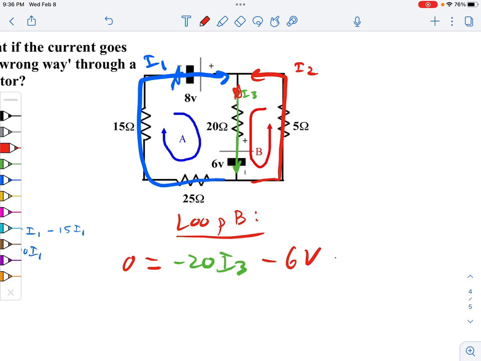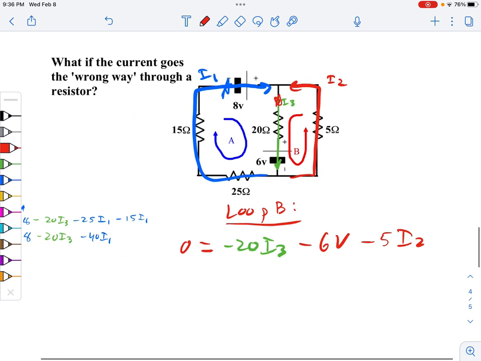And then what's left? We've got 5 ohms times I2. So a voltage drop, a voltage drop, a voltage drop. We know that can't be right. They're all drops. So does that mean our equation's wrong? No. There's nothing wrong with our equation. Mathematically, this is just fine. It's a consequence of having to set up our KVL loops consistently.